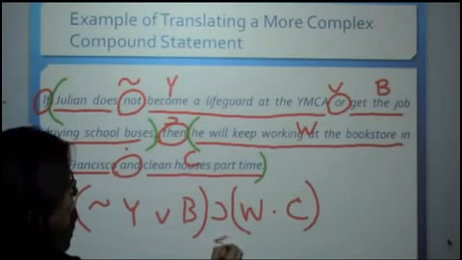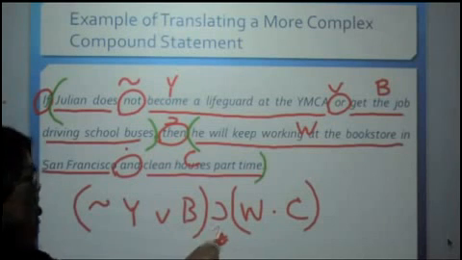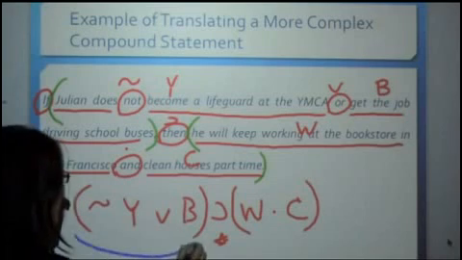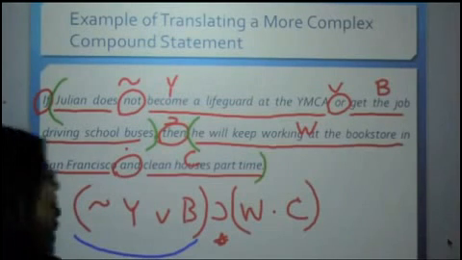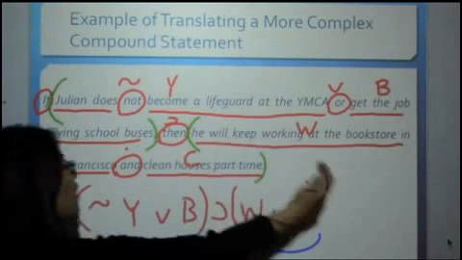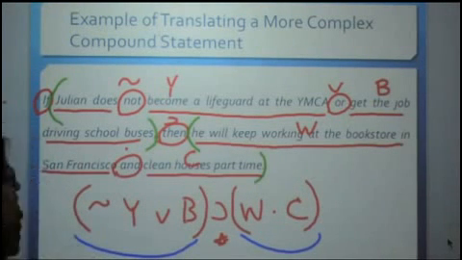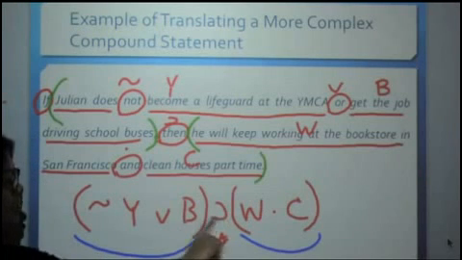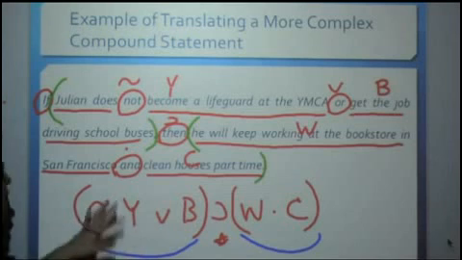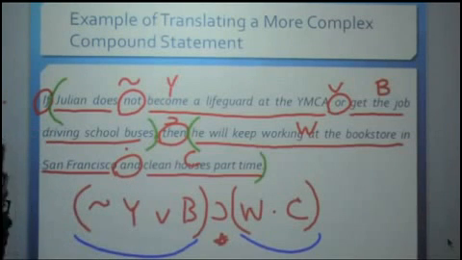However, we have here the conditional horseshoe, okay, which is pulling together this unit of the statement, as well as this unit of the statement, into a whole single complex compound statement, okay? So we know now that the horseshoe is the main operator for this statement, okay? And these are the two largest units that this horseshoe brings together, okay?